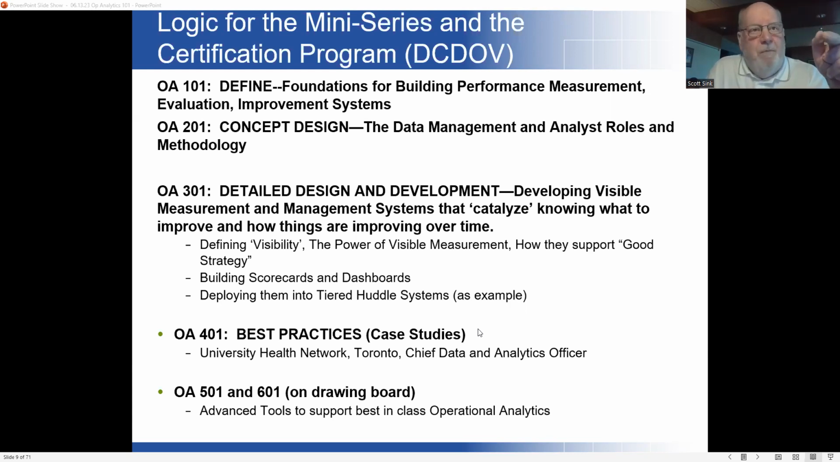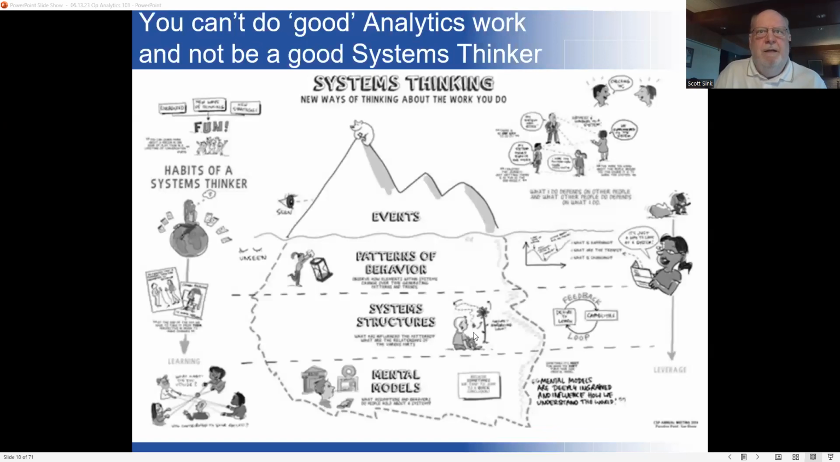And then at 401, we're going to talk about best practices, and I've got the chief data and analytics officer from University Health Network in Toronto. They've done a great job of building out their analytics program, so he and an associate are going to come in and talk with you about what they've been doing there. And then 501 and 601, which Jared Frederici is going to help me with, are still on the drawing board. We're going to really start to get into advanced tools to support best-in-class operational analytics. So for those of you that are tool fans, we'll get into tool time in that session.